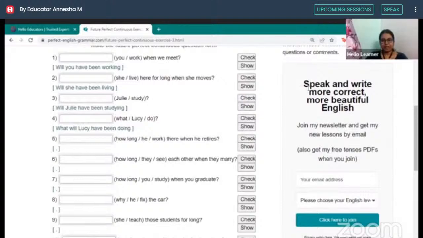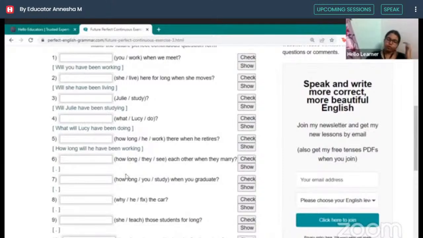Okay. After Abhay, we have Neha. Neha, would you like to try? Yes, ma'am. Yes, Neha. How long will he have been working there when he retires? Absolutely correct. Neha, negative? How long won't he have been working there when he retires?